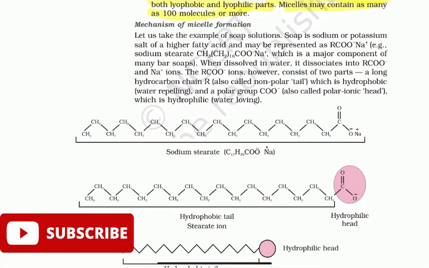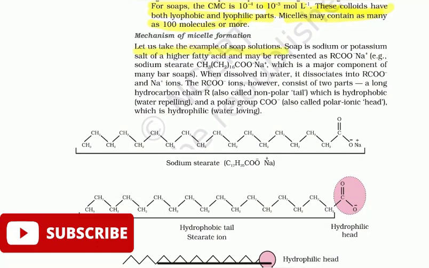Micelles may contain as many as 100 molecules or more. Mechanism of micelle formation. Let us take the example of soap solutions. Soap is sodium or potassium salt of higher fatty acid and may be represented as RCOO⁻Na⁺. Sodium stearate, CH3(CH2)16COONa, is the major component of many soap bars. When dissolved in water, it dissociates into RCOO⁻ and Na⁺ ions. The RCOO⁻ ions, however, consist of two parts: a long hydrocarbon chain, also called the non-polar tail, which is hydrophobic, water repelling, and a polar group COO⁻, called the polar ionic head, which is hydrophilic, water loving.